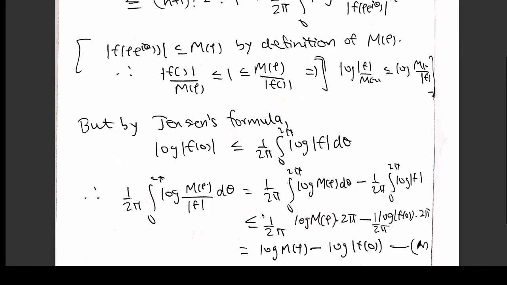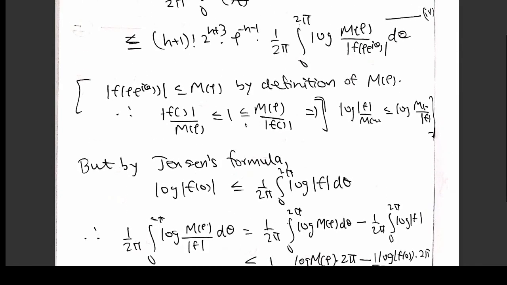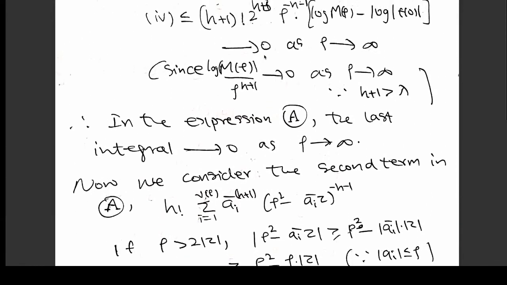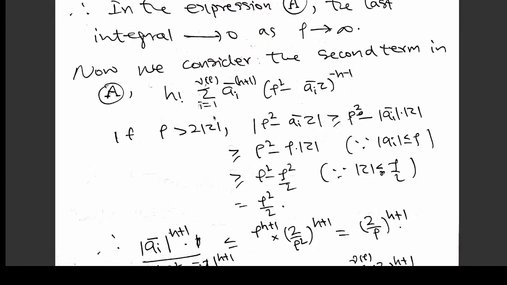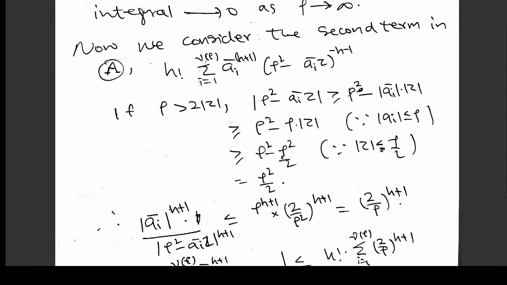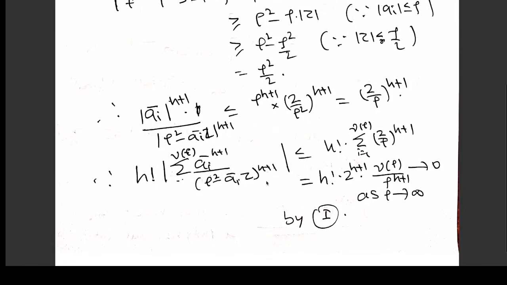Okay. So all that remains is this actually. There is a quantity rho power minus h minus 1, and the other terms are finite. So as rho tends to infinity, this goes to 0. In that way, in the expression a, the last integral goes to 0. Now we consider the second term. Same computation, rho greater than 2 mod z. So this will be bounded by h factorial into 2 power h plus 1. They are all constants. Only nu rho by rho power h plus 1 will be there, and we already proved that this goes to 0 as rho tends to infinity.